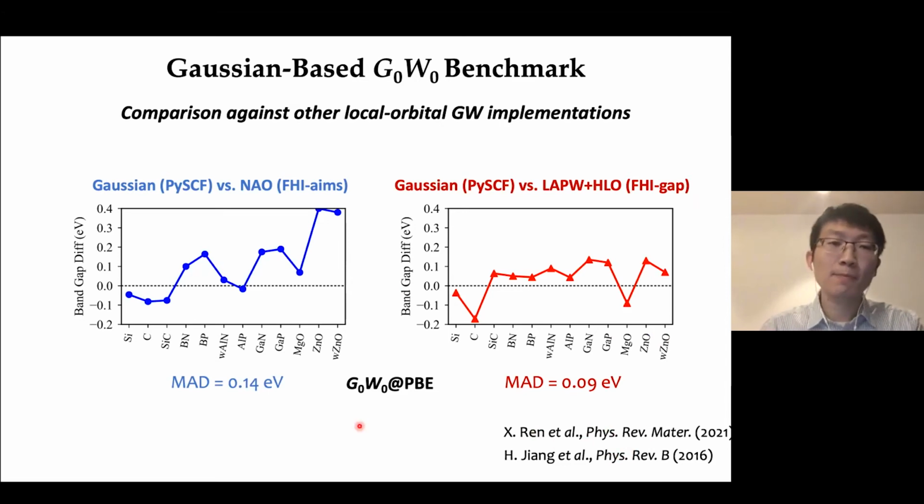And here on the left side, we could see when comparing between Gaussian-based GW and NAO-based GW, we find, except for the zinc oxide case, all the other materials, specifically semiconductors, have a band gap difference all within 0.2 eV. It's the same thing on the right figure, although on the right-hand side, for zinc oxide, the two methods have a much better agreement compared to the left one.